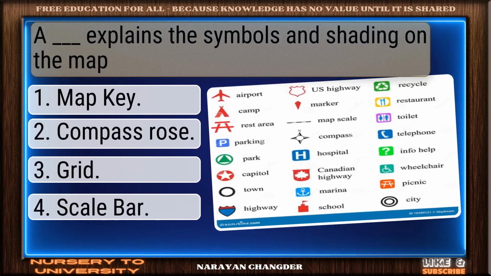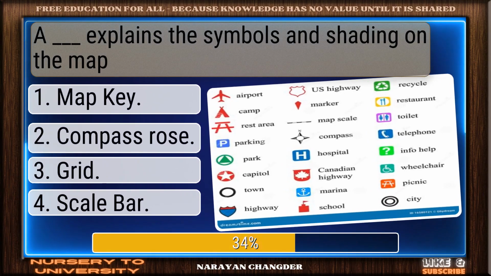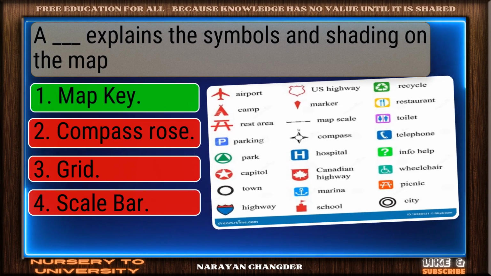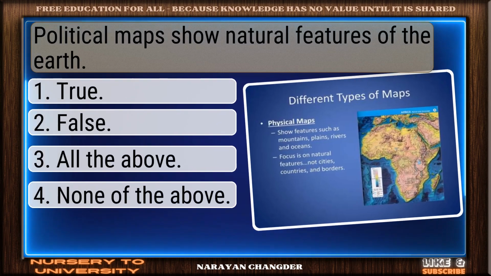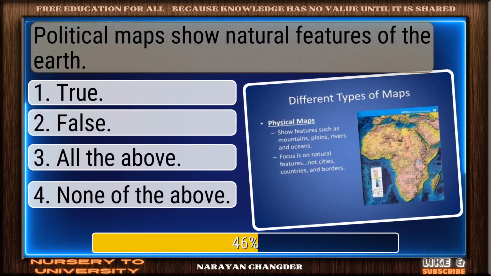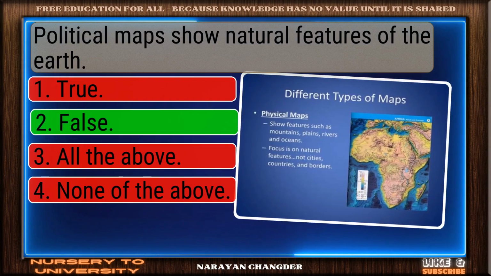A dash explains the symbols and shading on the map. Nicely done. Map key is a solid answer. Political maps show natural features of the Earth. Sharp thinking. False is the right choice.